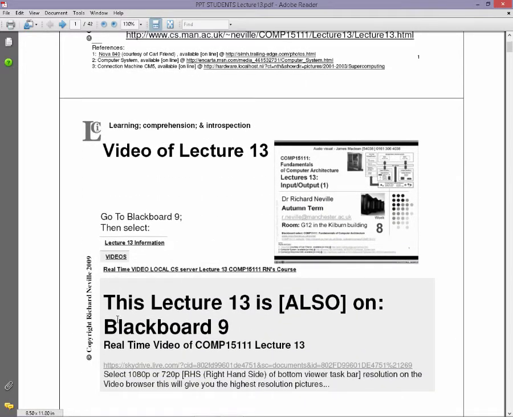So what's on the second page? Well, here are more hints. There's another version of the video there, I'm not going to jump to it, and hints of where you can find the video in the particular area on Blackboard and what it might look like.